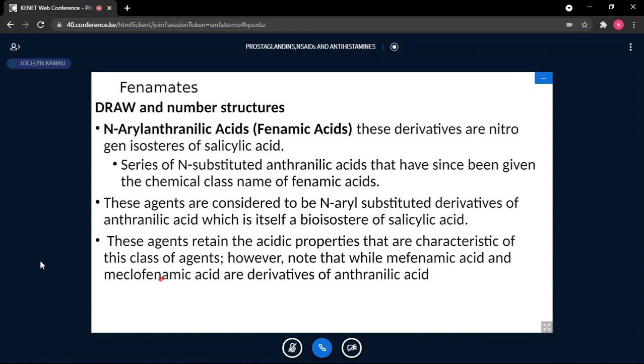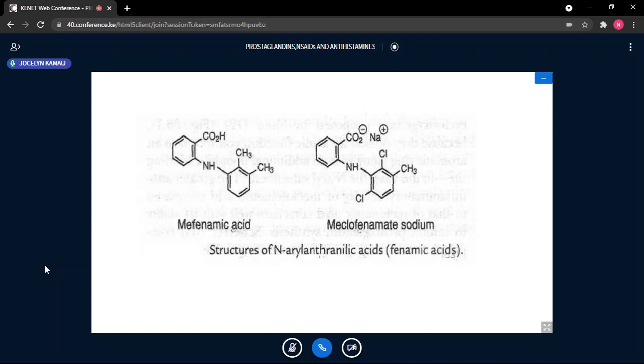However, note that point does not make sense. So we are only saying that they retain the acidic nature. Meclofenamic acid and mefenamic acid, of course, they both have a methyl group. Flufenamic acid, the only thing is that it has only one substituent, which is a trifluoromethyl derivative.